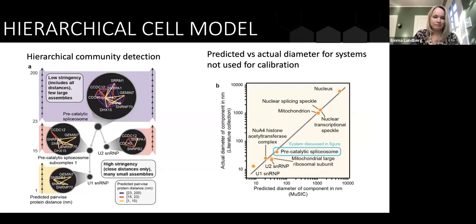And then we, in the typical Trey Ideker manner, build this hierarchical model of the cell, starting with the most stringent tight complexes at the bottom of this hierarchy, and then gradually relax the parameters and find larger and larger systems. We could also verify the predicted versus actual diameter for systems that we did not use for the calibration. So it holds up pretty well.